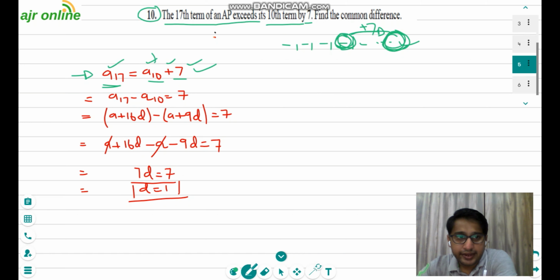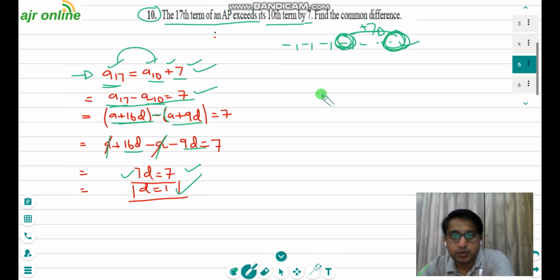So we have taken a10, this side will become a17 minus a10 equals to 7, and then a17 will be of course a plus 16d, and then we have put minus over here and opened the bracket, and a10 will be a plus 9d. If we open the bracket, the sign will change. It will become minus a minus 9d, and a minus a will get cancelled, and 16d minus 9d, 7d equals to 7, and d will come out to be 1. And it was asking the common difference of this AP.